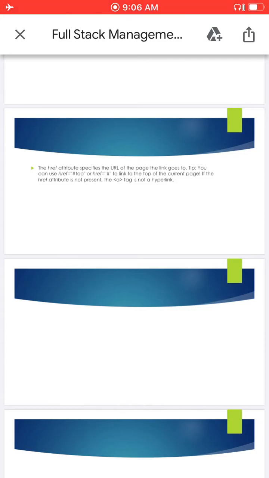Then, for aligning the text, there is the center tag, code tag, and column tag. Data tag is there, and the delete tag, which defines text that has been deleted from the document. Dir is there, a directory list of files, very important. The dl tag is used to define the description list. All these things, friends, we are going to study.